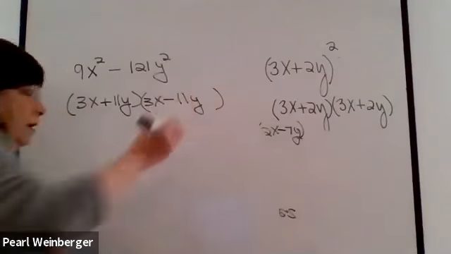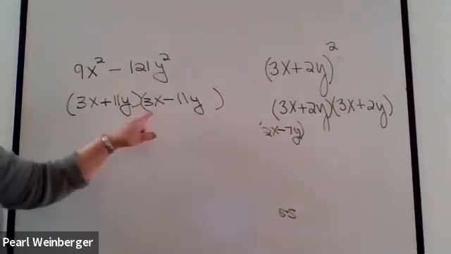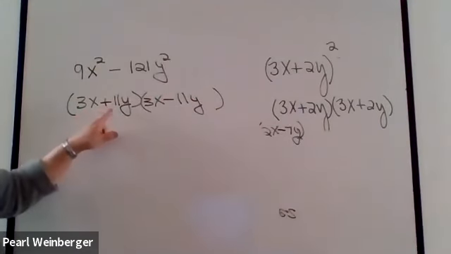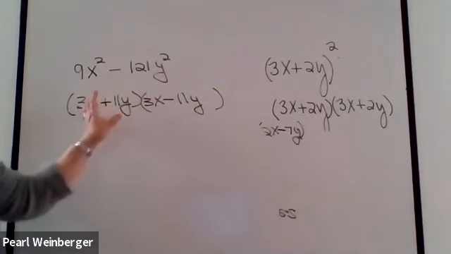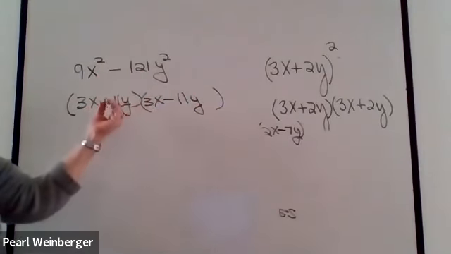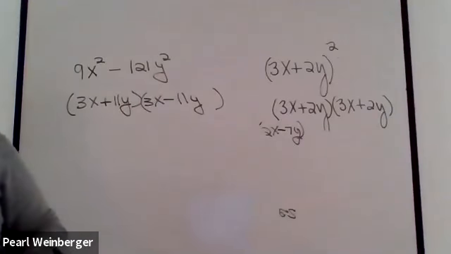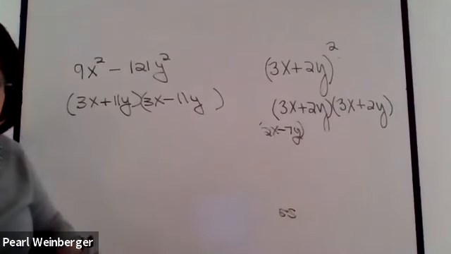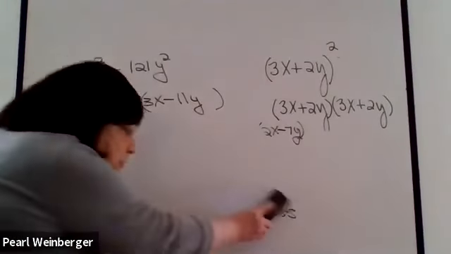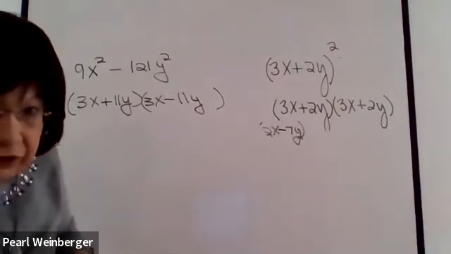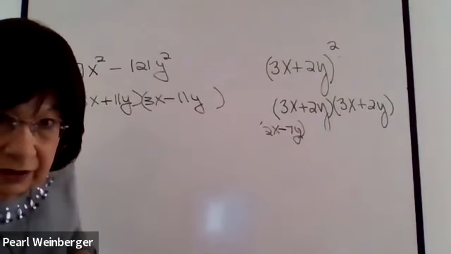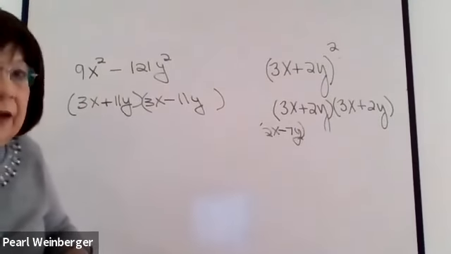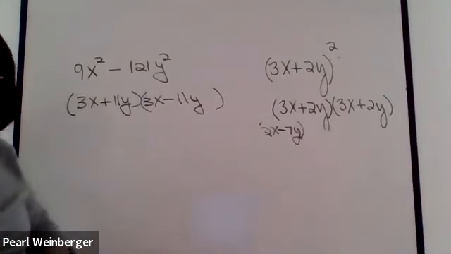Perfect. And if you had written the 3x minus 11y first, and the 3x plus 11y second, in other words, you had the exact same answer except the different order, that would be perfectly okay. The order does not count in how you write these answers. Does anybody have a question about this? Okay, excellent. I see the answers that I got on the chat were right also.